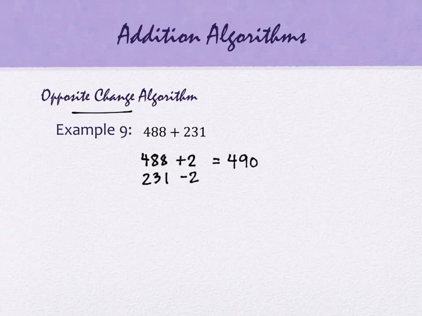The opposite would be to subtract 2 from the other value. So I've got 231 minus 2. And what is 231 minus 2? 229.